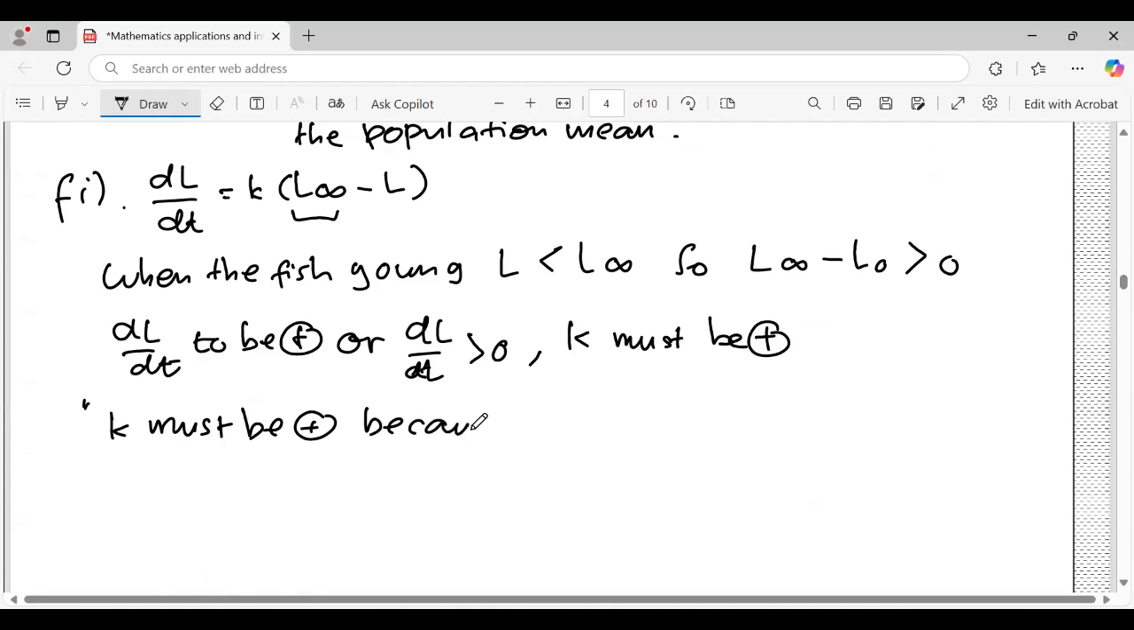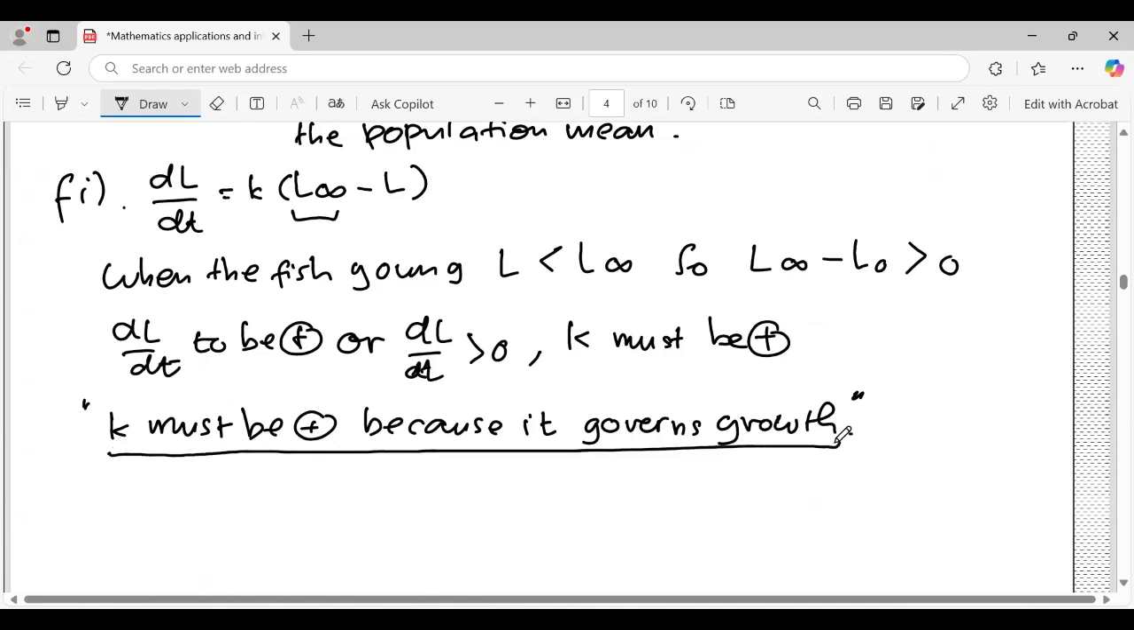because it governs growth, and A is positive. So this is the statement for F part 1.